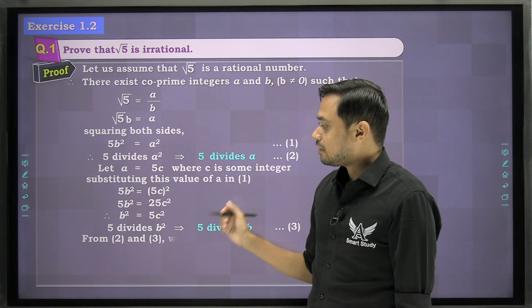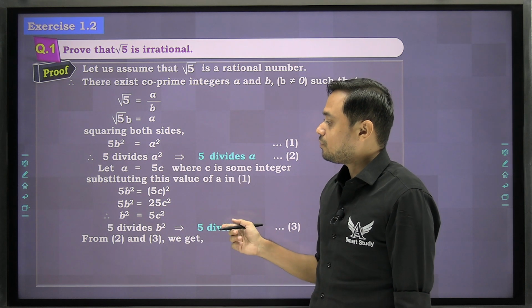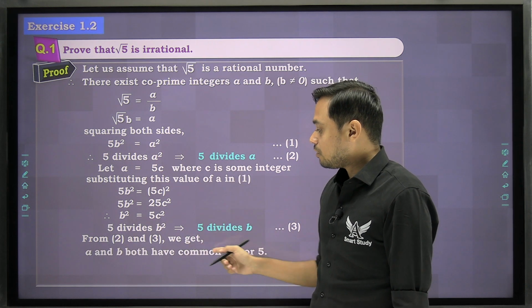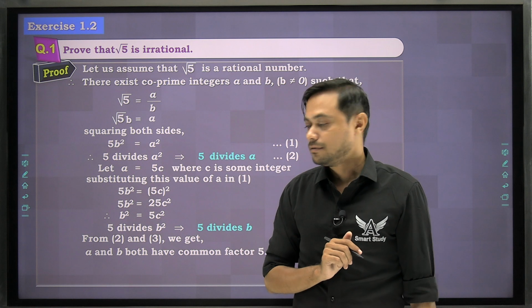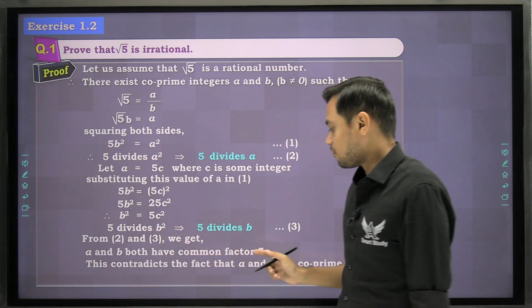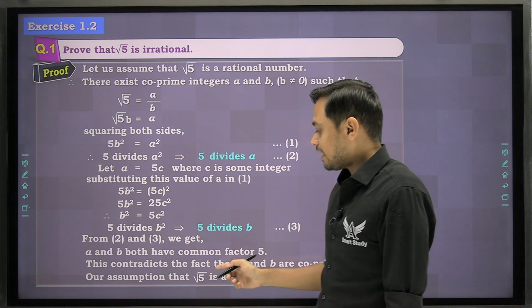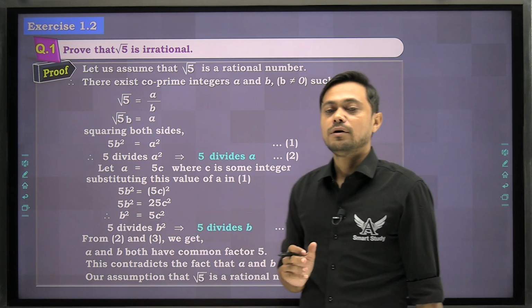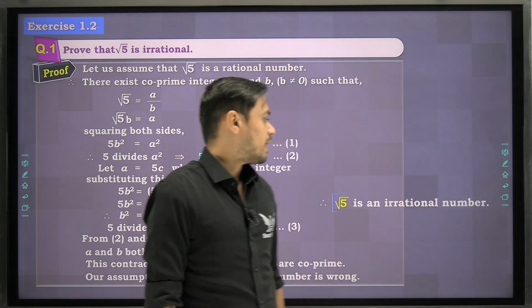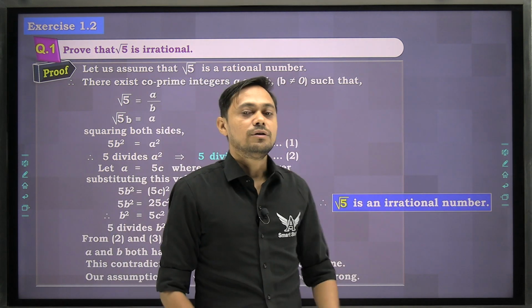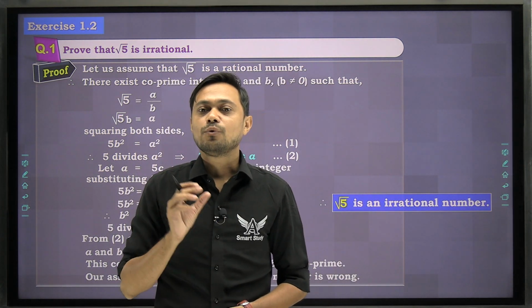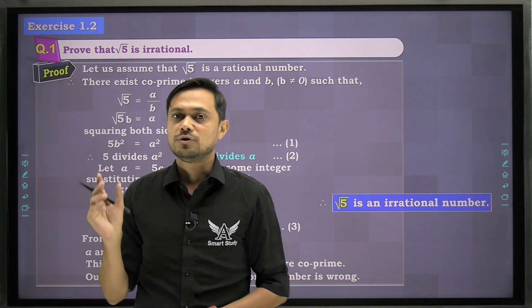Okay, and here you can see from equations 2 and 3 we can say that a and b have a common factor, and that is 5. So this is the contradiction to the fact that a and b are co-prime integers, and our assumption that root 5 is a rational number is wrong, and we can say that root 5 is an irrational number. In this way we can prove any kind of non-perfect square by using this method.